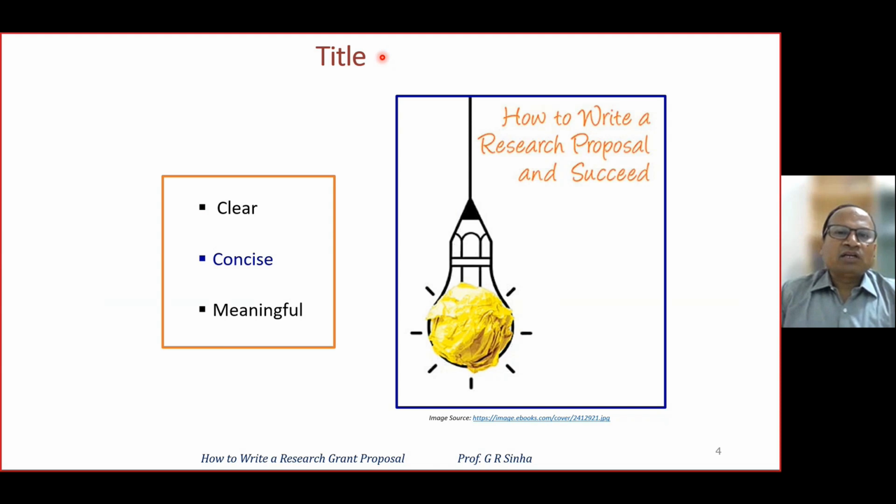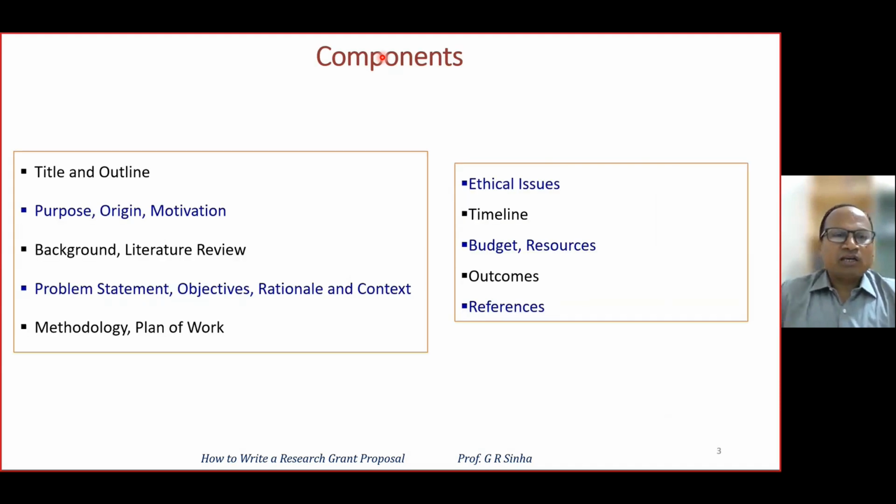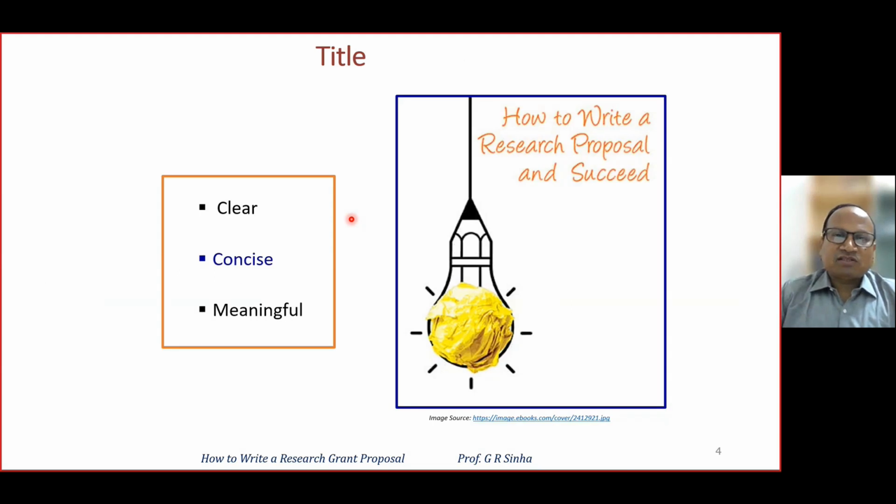Please remember, please note, a research proposal and a research paper are a little different. A research proposal has many components which are unique, like budget and timeline, while ethical issues are there in a research paper as well. But we have to clearly articulate what the tangible outcomes are, what the timelines and budgets are, and how it originated, and what the purpose of doing the research is.